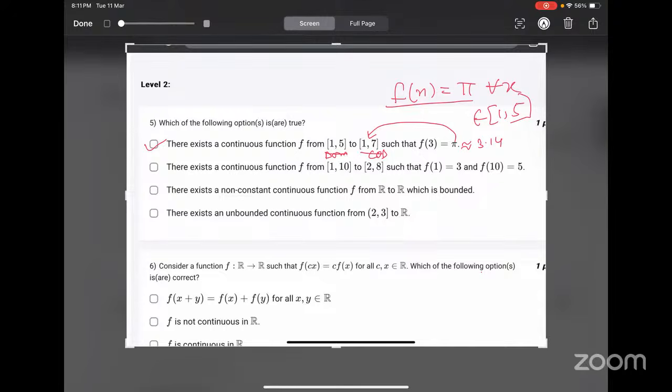So what about the second option? You just try, and let me know whether it is possible to define such an f or not. Ma'am, it is possible to define. How? f of 1 is equal to 3 and f of 10 is equal to 5. Both will be within the range of domain and codomain.